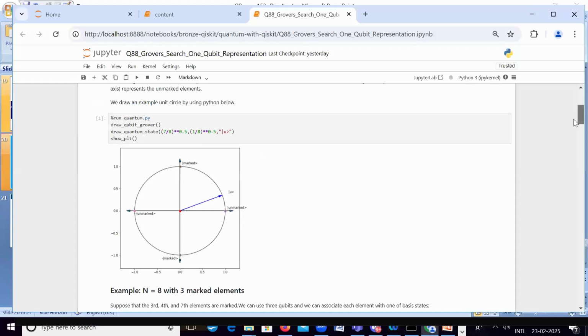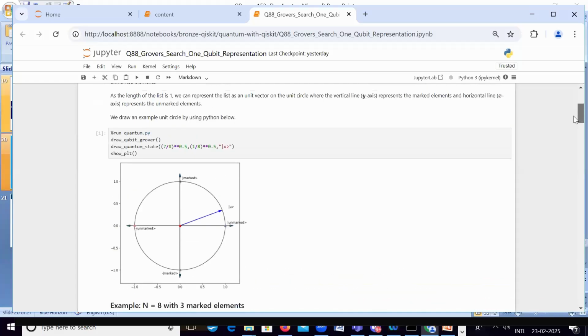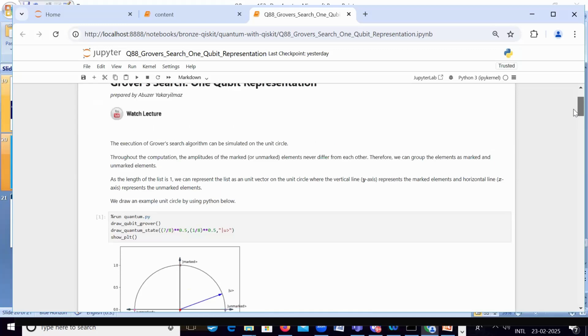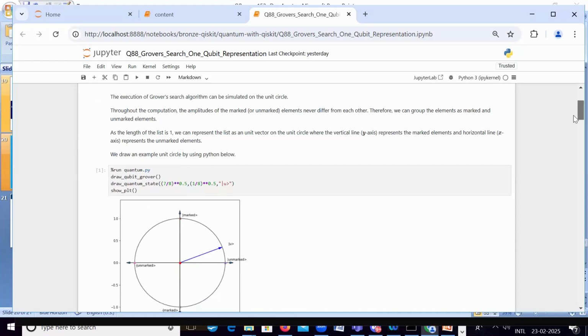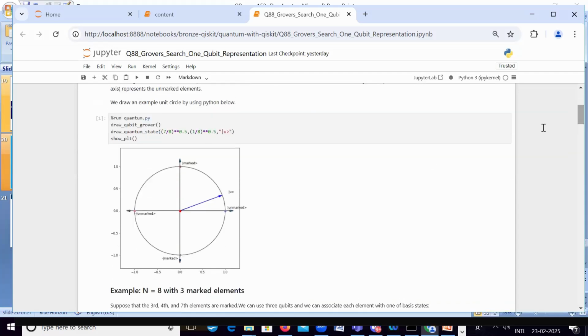This is to represent the different iterations or the different operations of Grover's search algorithm in a unit circle. Throughout the computations or the iterations, the amplitude of the marked or unmarked element is going to be represented by the unit circle that we learned in day 2.